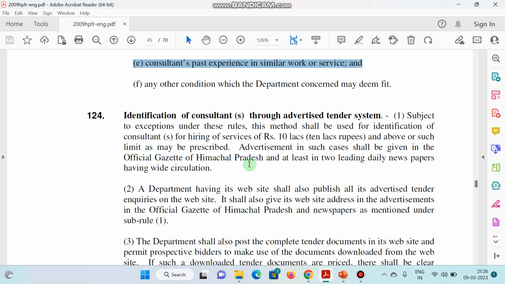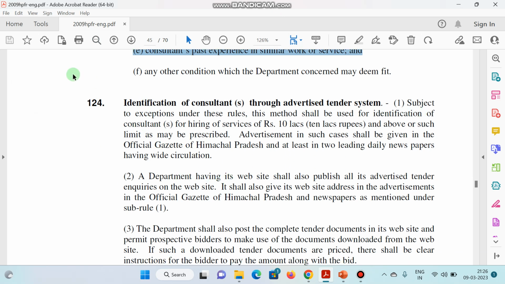Now, how to identify a consultant through the advertised tender system method. There is a procedure mentioned in Rule number 124 of HPFR 2009 that, subject to exceptions under this rule, this method shall be used for the identification of consultants for hiring services of rupees 10 lakh and above, or such limit as may be prescribed. So the first condition mentioned is services amounting to rupees 10 lakh and above, for which we have to go for the advertised tender system method.